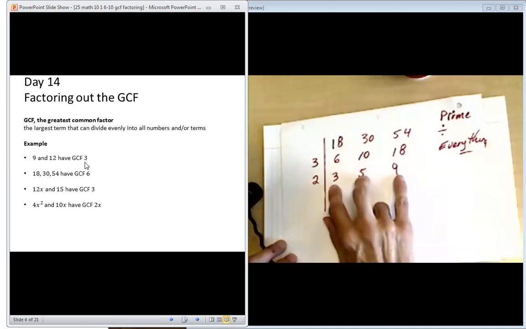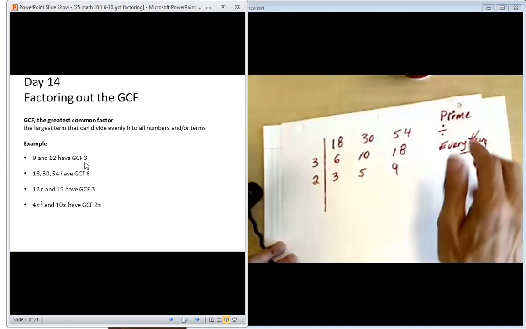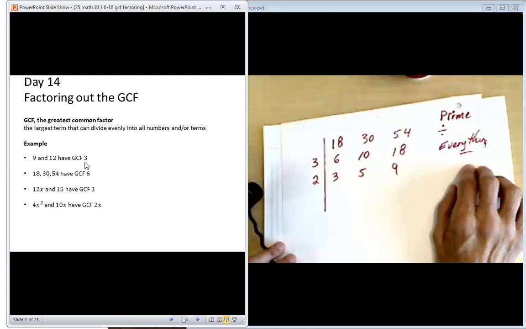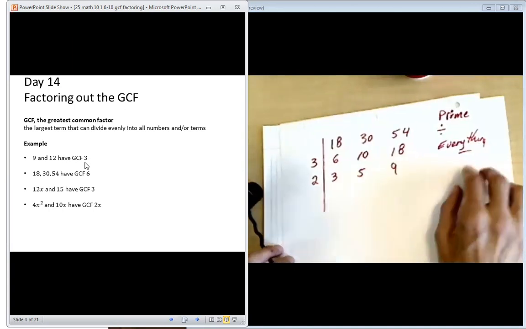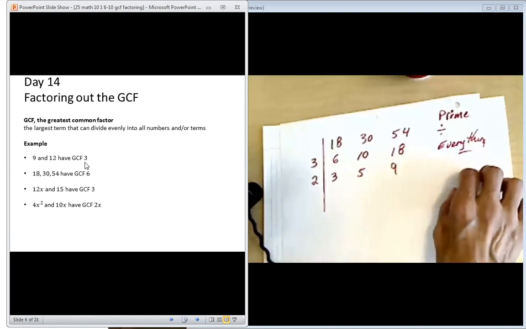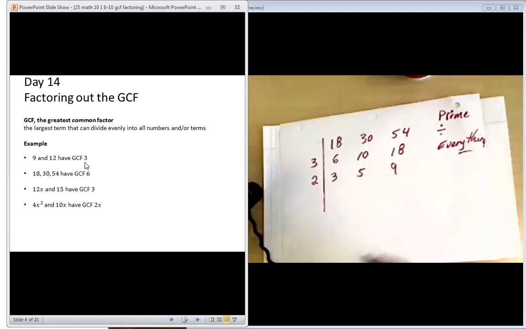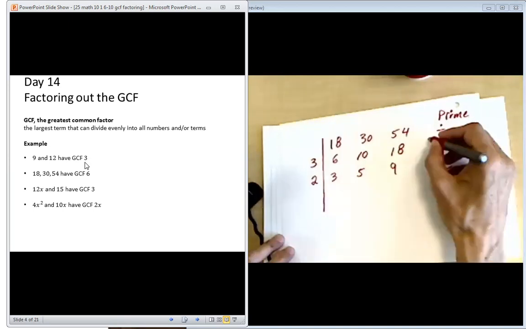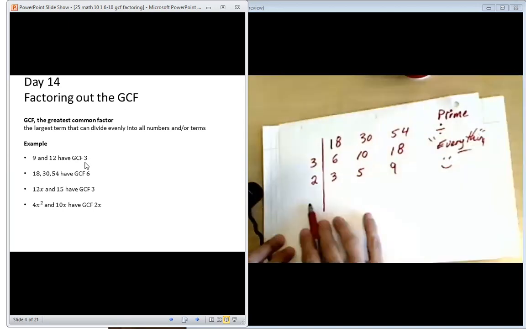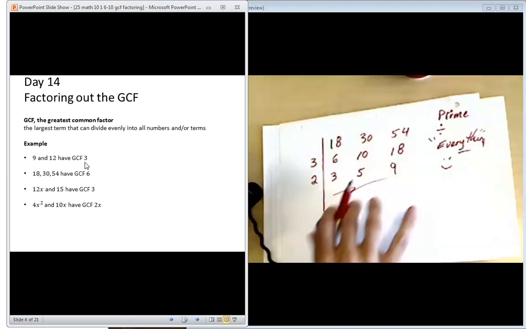Right. So what does everything mean? Help me out. What does everything mean? Like everything? Yeah, exactly. Like it means everything. Right. So 3 works with the 3 and the 9, not the 5. So we're done there. Okay. Done with that part.